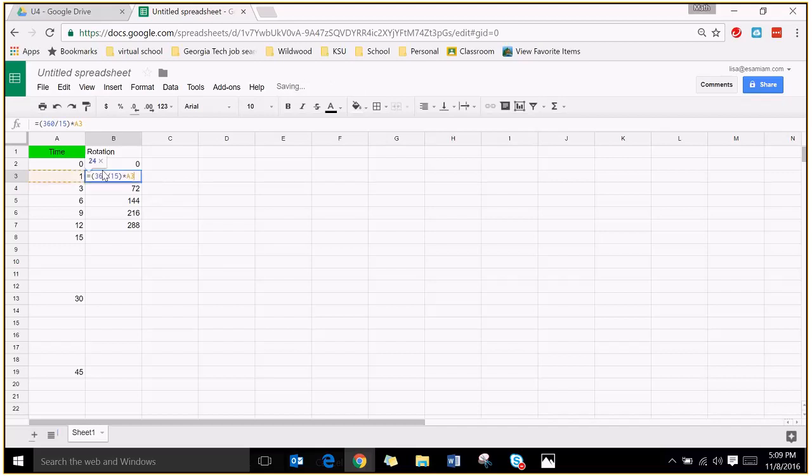When you copy and paste, it'll change the cell value. So that's the second thing that you need to do. Any questions about either one of those columns?